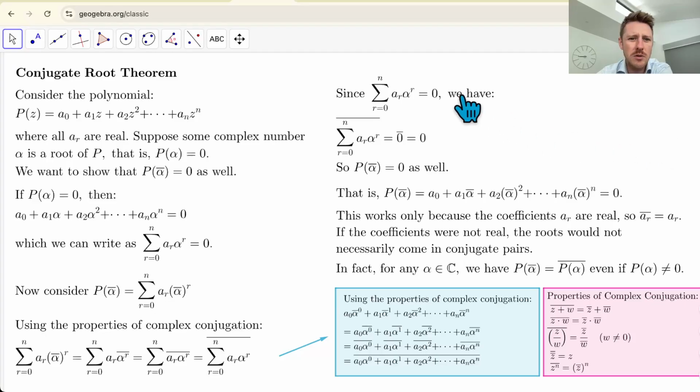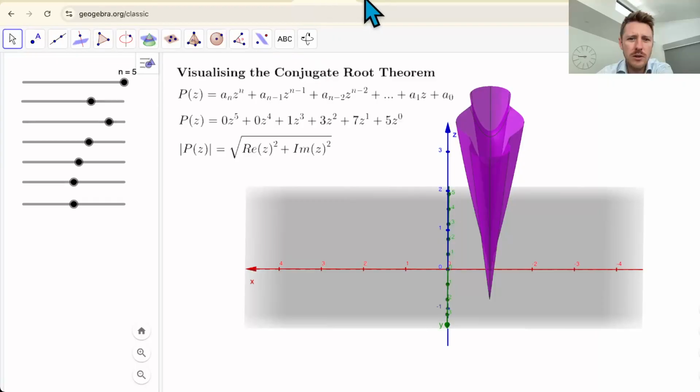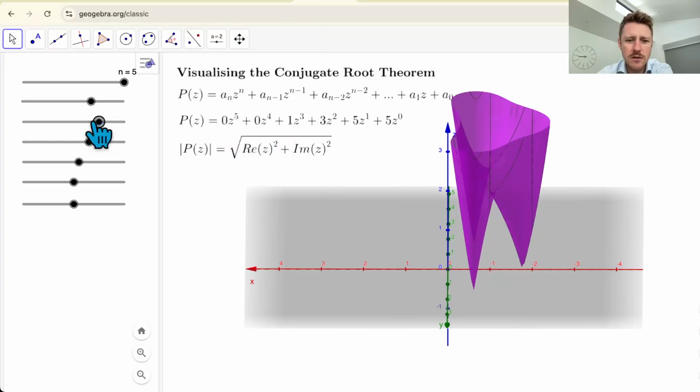And what we're going to do now is actually visualize that. If we have a look over here, visualizing the conjugate root theorem, we've got our polynomial, which looks like this. I've got all these sliders where I can change the coefficients of all these terms. I've just gone up to a power of 5 for our polynomial, but we can change these coefficients.